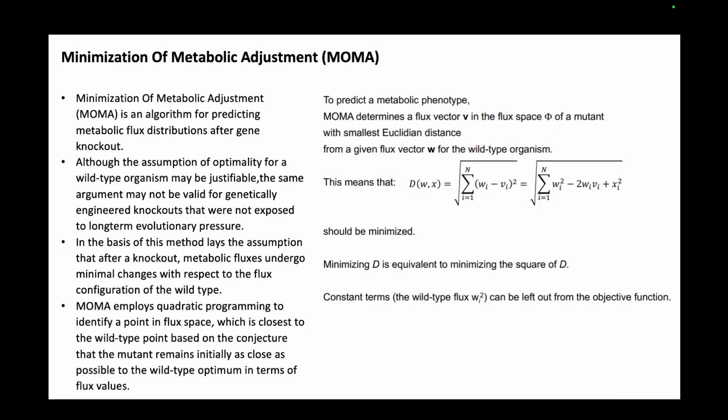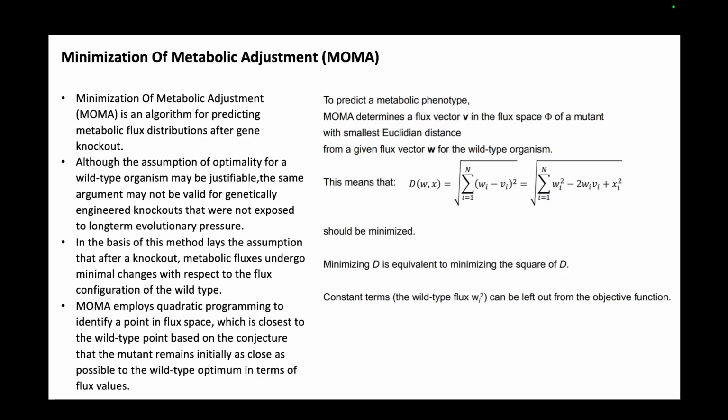Okay. So then we're coming to minimization of metabolic adjustment, MoMA, which is actually an extended version of FBA. The idea for MoMA is basically that the assumption of optimality for a wild type organism may be justifiable. The same argument may not be valid for genetically engineered knockouts that were not exposed to long-term evolutionary pressure.